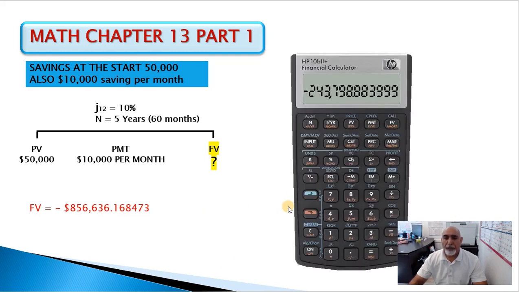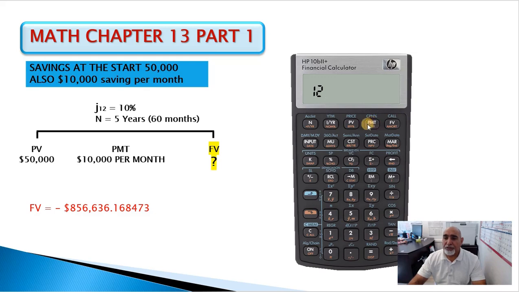So what we have here is we're saving 50,000, okay? And also we're going to save another 10,000 per month, okay? This time the interest rate is with a 12 here. That means 12 compounding periods per year. Every month, that means every month compounding, something's happening, okay? So let's do this question. Clear all? For 12 for the compounding period.